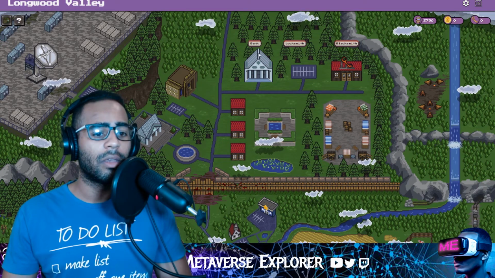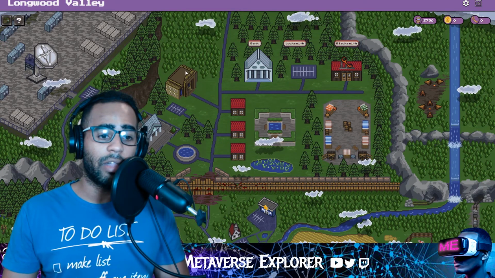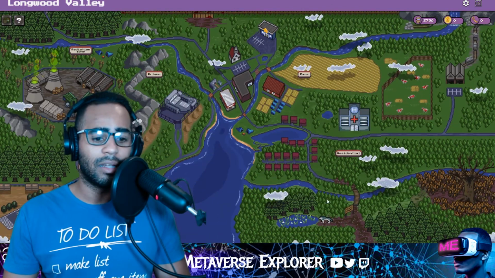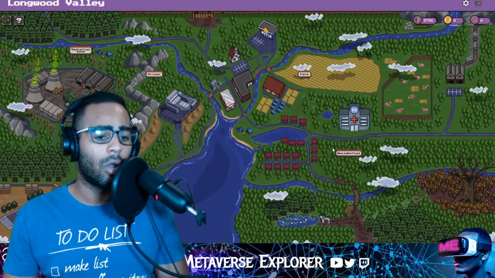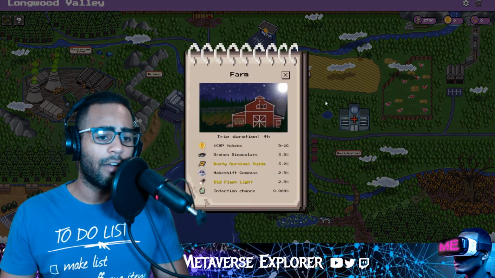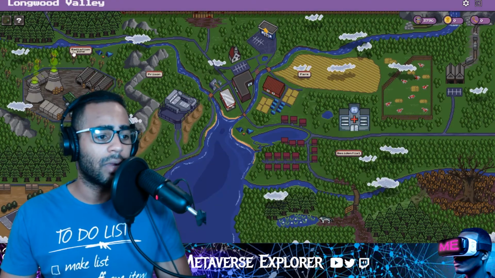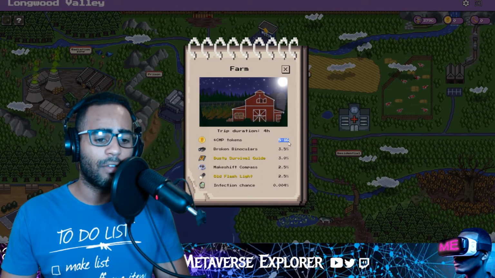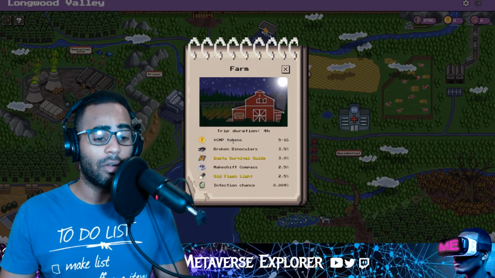Okay. That being said, this is the gameplay. Basically, you have your safe zone here. Zombies have overrun the area, and you go out from your safe zone and explore these places. You have the farm, the prison, the radiation zone, and they all have different timers and different rewards for you to get. So there is a CMP token.